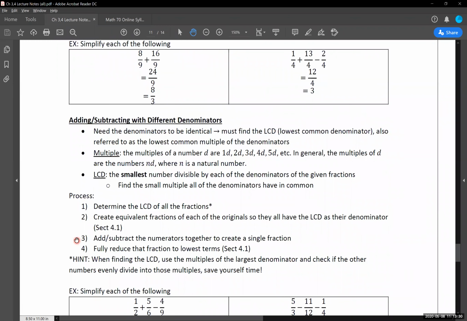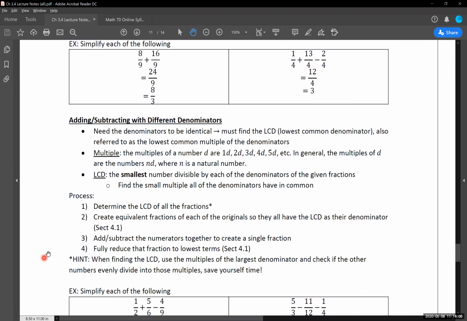Once we've done that, we're just going to add or subtract the numerators together to create a single fraction. Again, when I am adding or subtracting fractions, only the numerators add or subtract together. The denominator stays the exact same in that entire process. Once we have everything as a single fraction, always look to fully reduce that fraction down to its lowest terms, just like we did in 4.1, like we did a little bit in 4.2, and just as a generality, what we want to do with all of the fractions that we're working with.